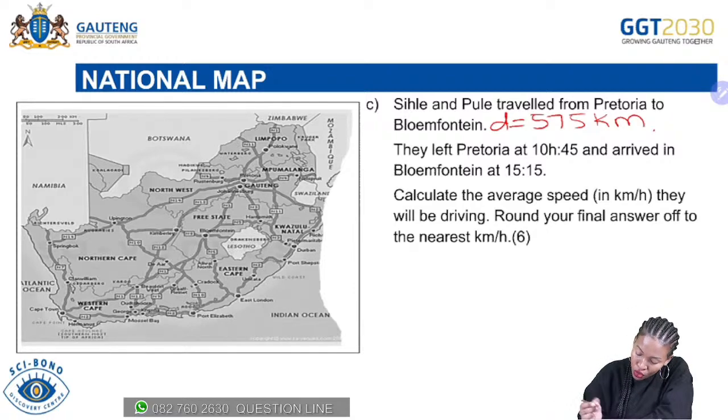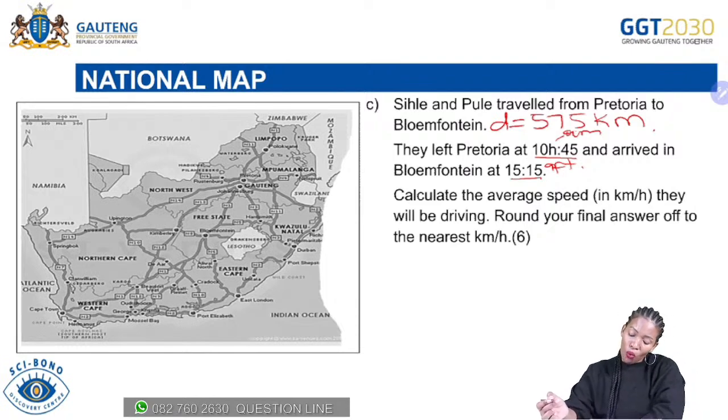They left Pretoria at 10:45 and arrived in Bloemfontein at 15:15. This is in the afternoon. So they left in the morning, and then this is in the afternoon. Calculate the average speed in kilometers per hour they will be driving, and round your final answer off to the nearest kilometer per hour. Whoo, guys, this question is serious. It's heavy stuff. So where do we start?